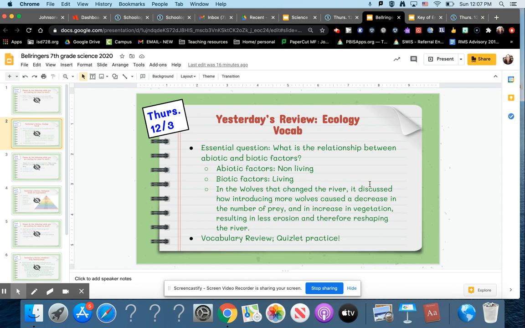It discussed how when we introduced more wolves, it caused a decrease in the number of prey, which caused an increase in the vegetation, which resulted in less erosion, and therefore the whole river itself reshaped. So living things can affect the non-living things in an ecosystem, and there are many examples of that you can find. All right. So next up, we are going to do Quizlet. So let's get logged into that and get going.